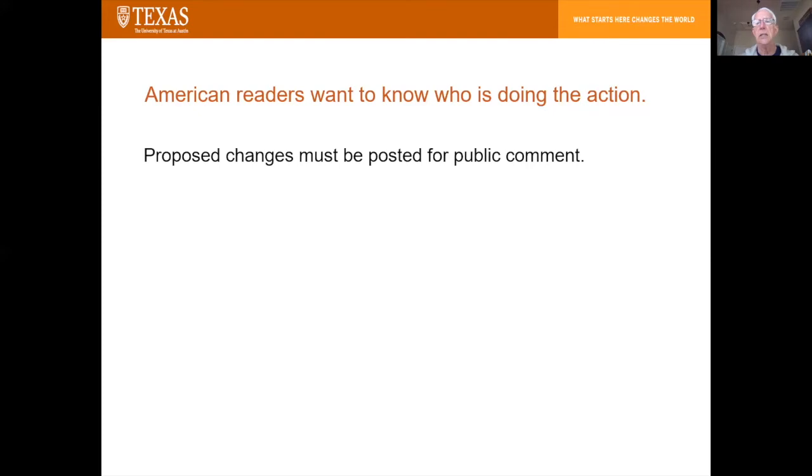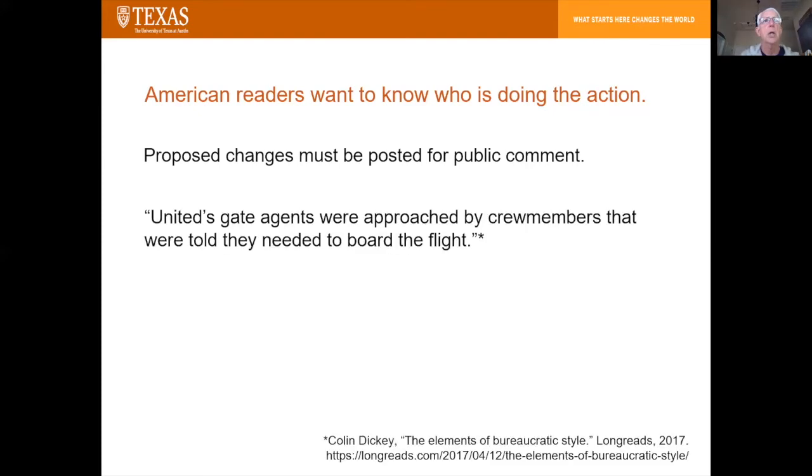There's no humanity in this passive voice structure. This is an actual quote from the United CEO a number of years ago when they had a passenger incident on board the aircraft. United's gate agents were approached by crew members that were told they needed to board the flight. This sounds like passive voice, and we know who the actors are.